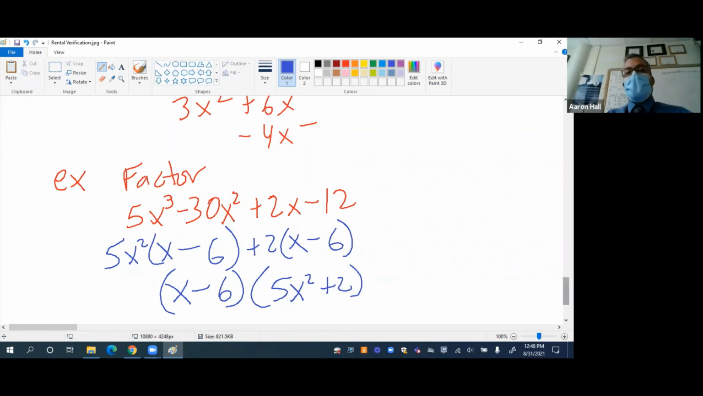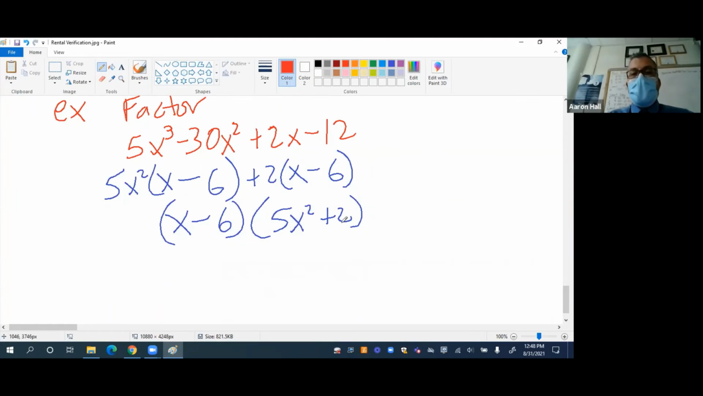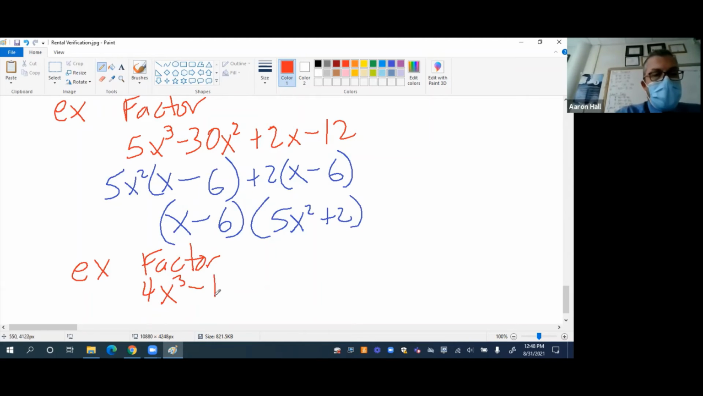How can we check to make sure we did it right? The distributive property. We just distribute the x and then distribute the -6 and then combine like terms, and we should get the same thing. Would it help if we did that now to prove it to you? Or would it be more helpful if we did another problem like this? Okay, here's another one. I want you to factor 4x cubed minus 12x squared minus 2x plus 6.